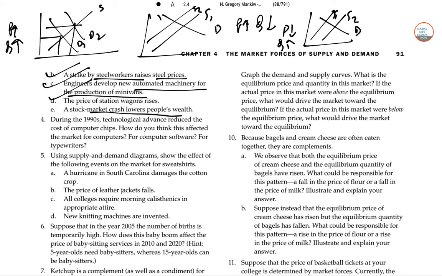A stock market crash lowers people's wealth, so the demand curve will shift to the left. As a result, supply will be the same, demand will go down, P goes down, Q goes down, the entire market goes down.